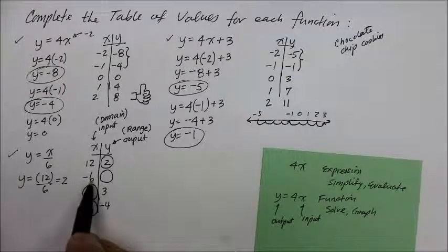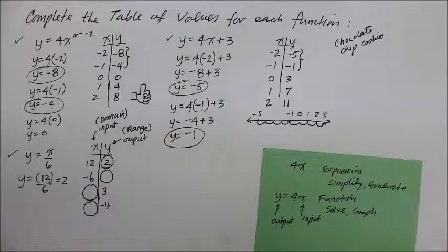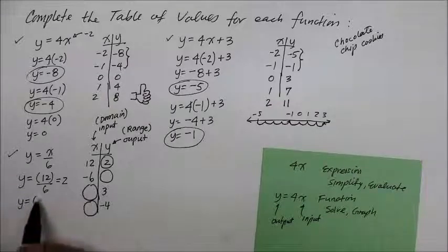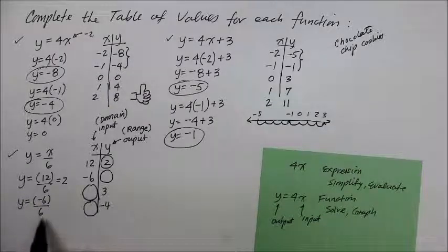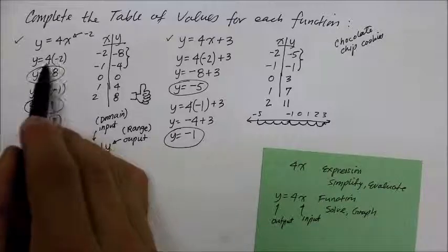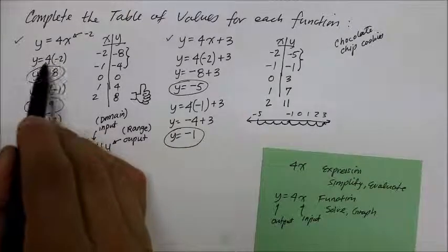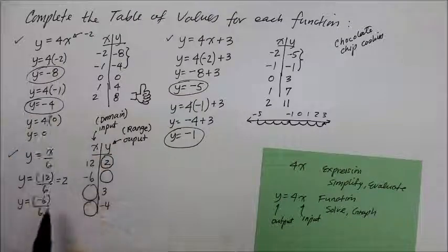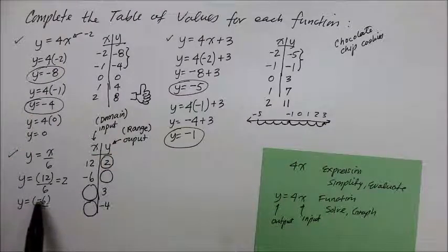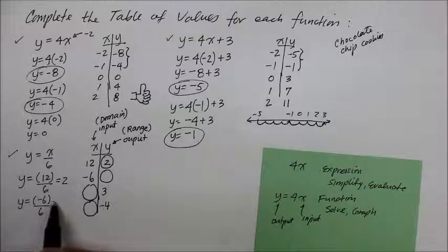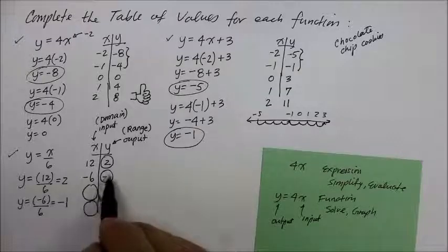So can you figure out what the range will be if the domain was -6? Why don't you try it? Okay, so if you did, you would have said y is equal to -6 over 6. And you go, oh, wait a minute. I remember this guy saying that when you multiply or divide a positive and a negative, it comes out to be negative. Yes, when you divide a positive and a negative, it's still a negative. And 6 divided by 6 is 1. So the range will be -1.